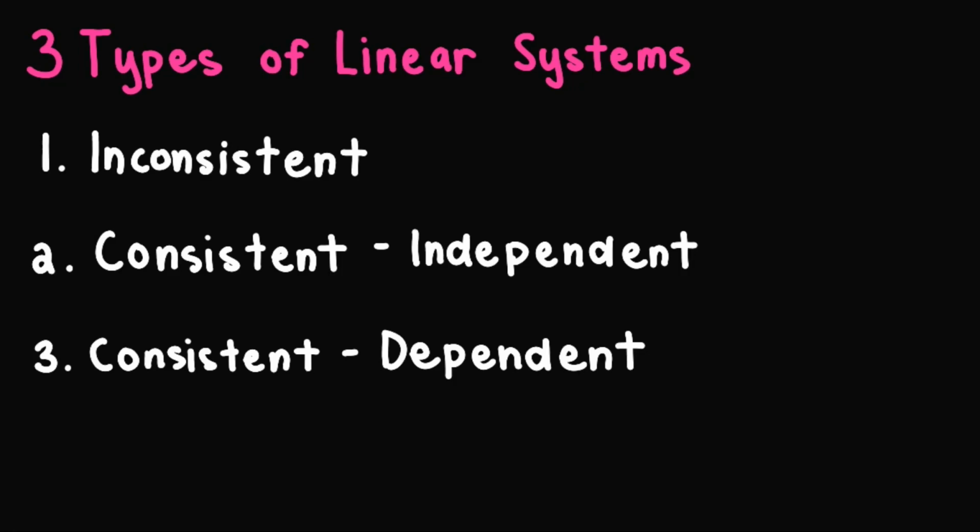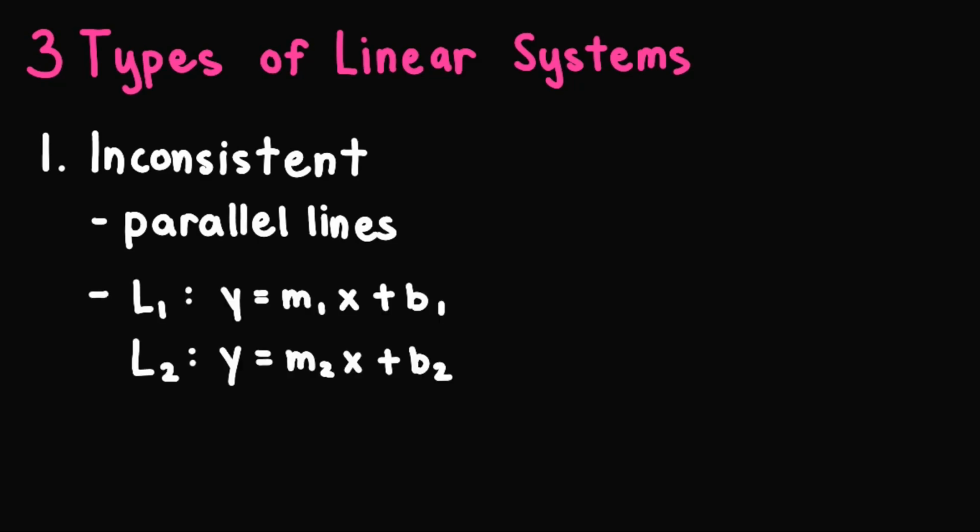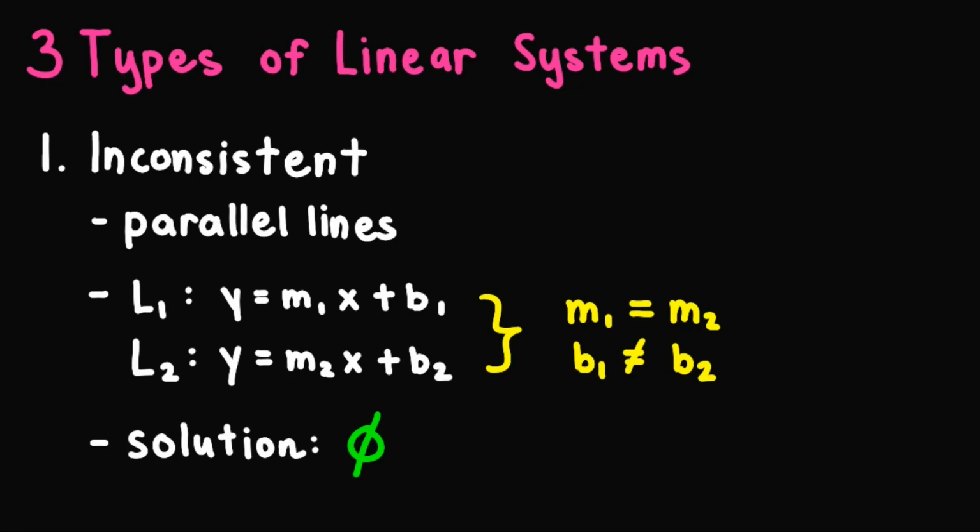we'll have the inconsistent. So an inconsistent linear system occurs when the two lines are parallel, which we know to occur when given two lines, their slopes are equal with different y-intercepts. With this type of system, we have no solutions, since if both lines are parallel, they can never intersect. So these are the things that you need to remember in the inconsistent type of linear system.